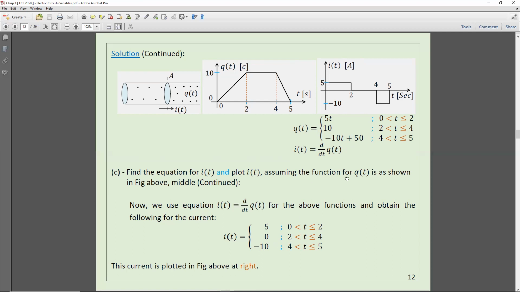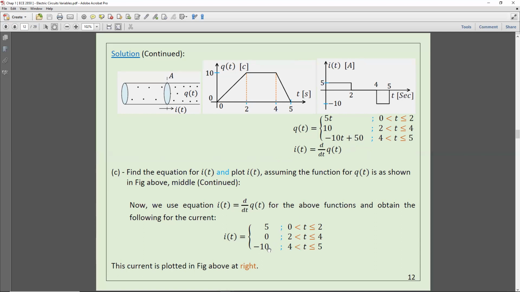Differentiation of a constant value is 0. When I differentiate this one, this part is going to give me minus 10, but this part is going to give me 0. When I differentiate two items added together, I can differentiate this one plus differentiation of this one. This one is 0 because it's constant. This one is negative 10.